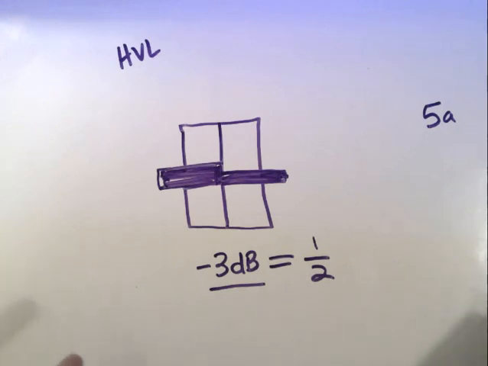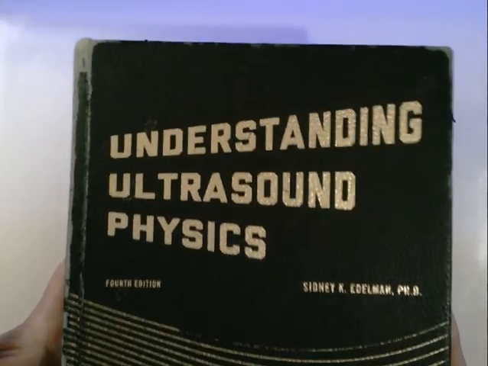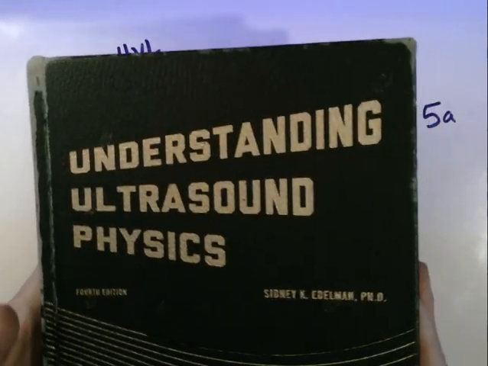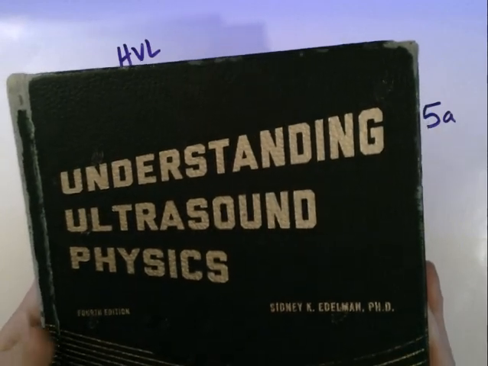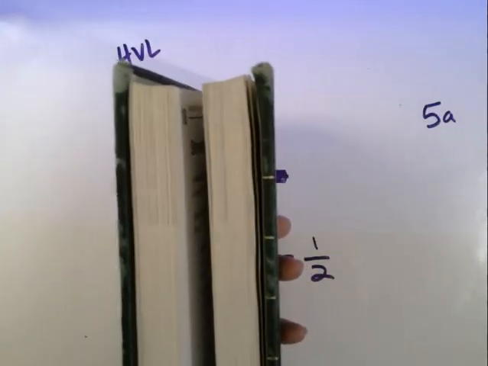We can think of a couple other examples of how half value layer thickness might apply to other objects. Another example that I sometimes use is a book. The half value layer thickness of this book depends on how many pages are in it, and halfway through the book is half the number of pages. This book has 584 pages in it, so page 292 is the halfway point. We could say the half value layer thickness of this book is 292 pages.